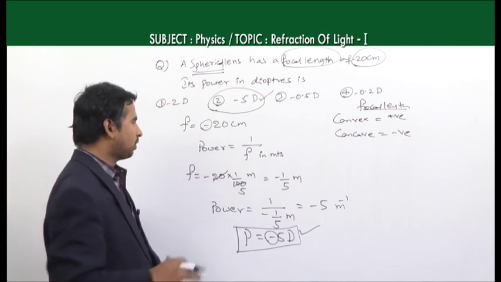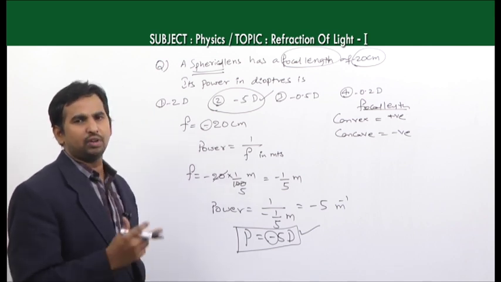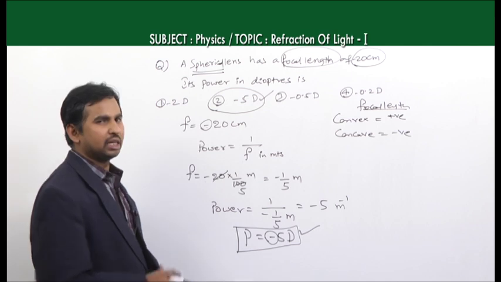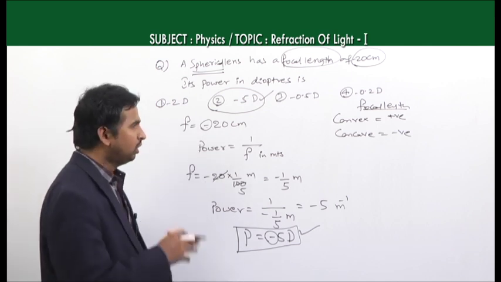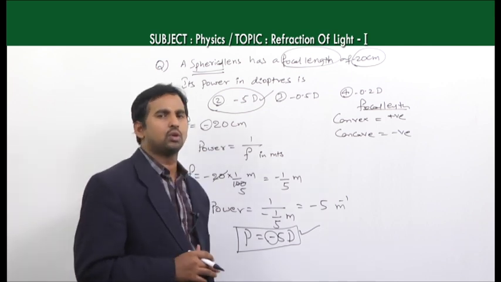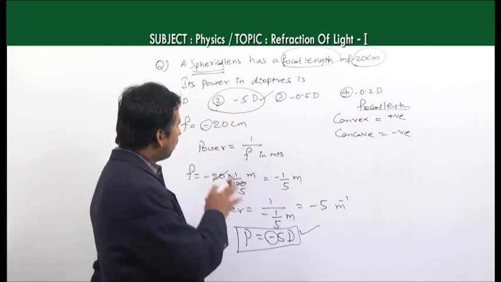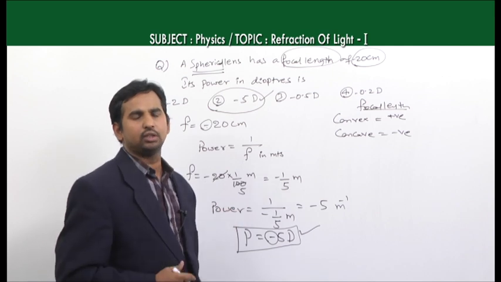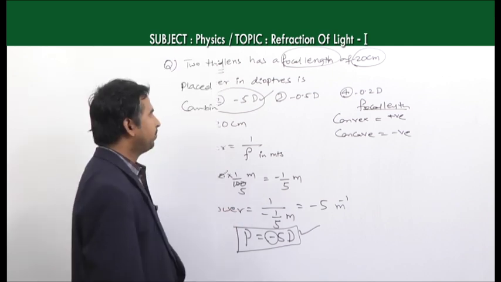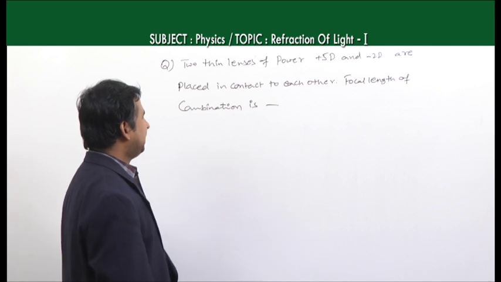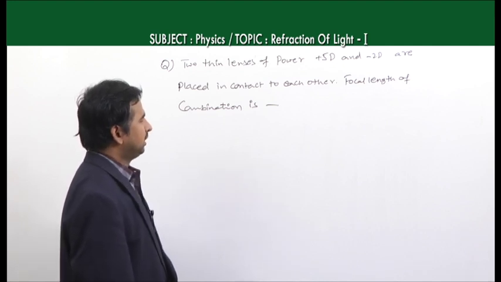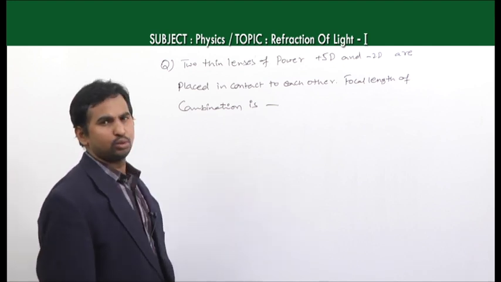Like this, if the question is given on power, mainly we have to remember two things: the sign convention, whether it is positive or negative, which relates to a convex lens or a concave lens, and the units, so that all focal length units we have to take only in meters.